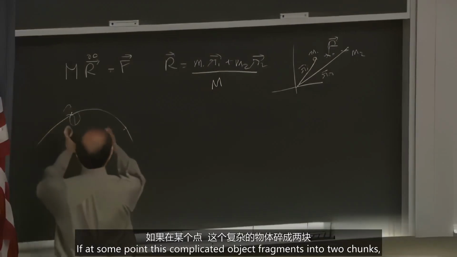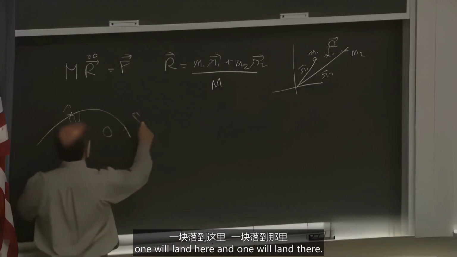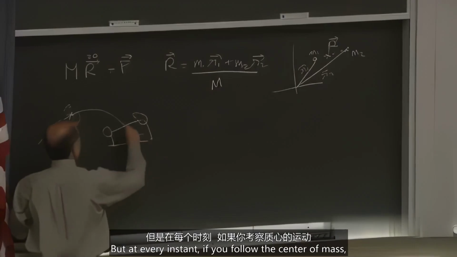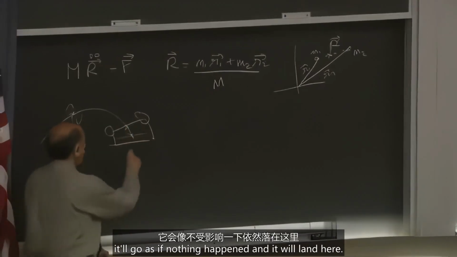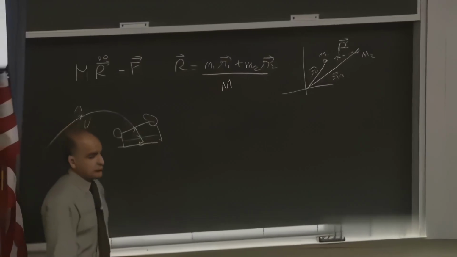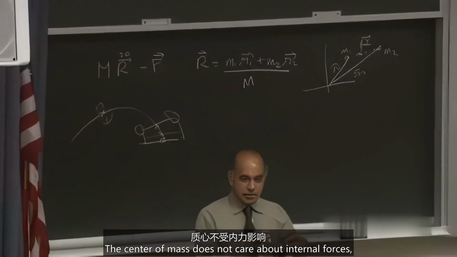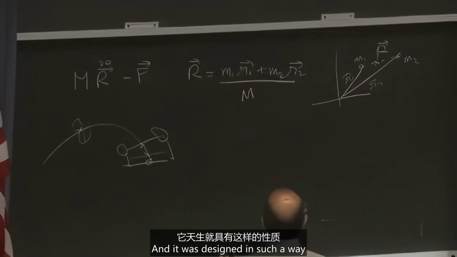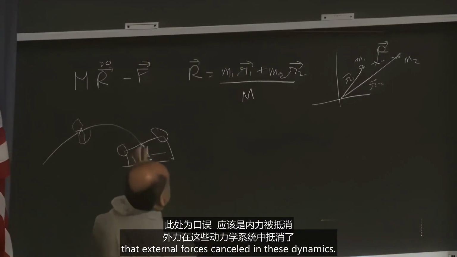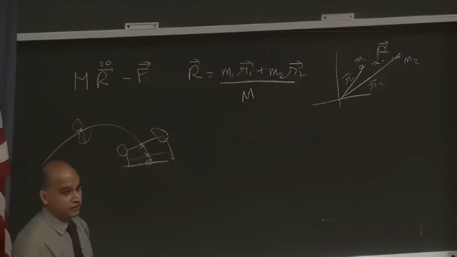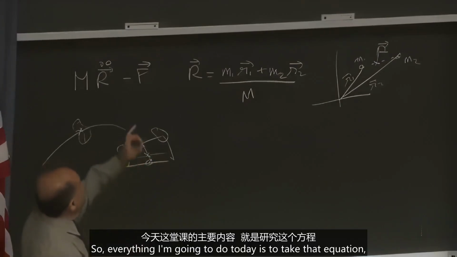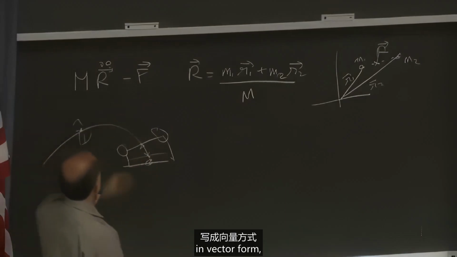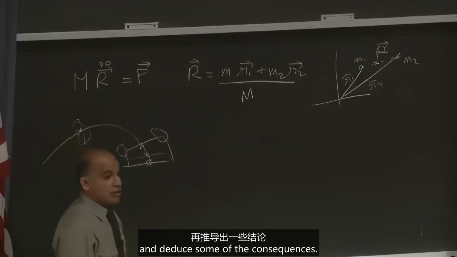If at some point this complicated object fragments into two chunks, one will land here and one will land there, but at every instant if you follow the center of mass, it will go as if nothing happened, and it will land here. The center of mass does not care about the internal forces, but only about external forces. That's the main point, and it was designed in such a way that external forces canceled in its dynamics. So everything I'm going to do today is to take that equation, m x double dot equal to F or m r double dot equal to F in vector form, and deduce all the consequences.